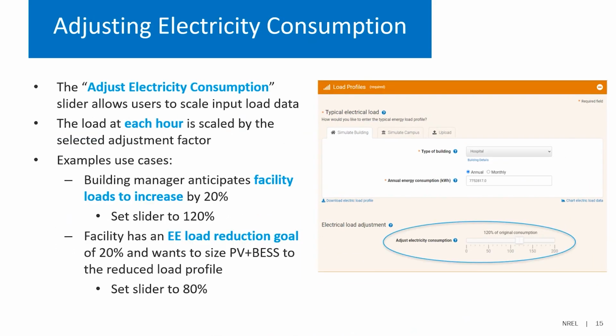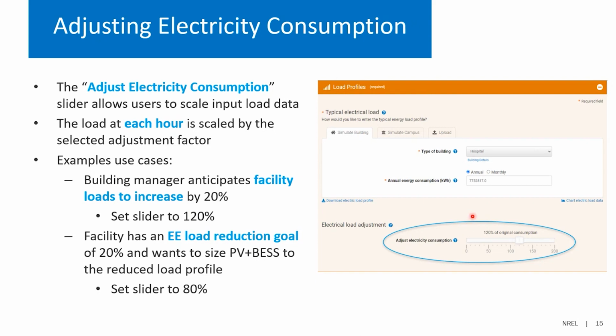And then finally, we have this electric slider option here that allows users to scale the input load data as well. So for example, you could adjust this anywhere from 0 to 200% of the original consumption of this building. So if you adjusted it here, in this case, to 120% of the original consumption, this will adjust the load at every hour by 120%.